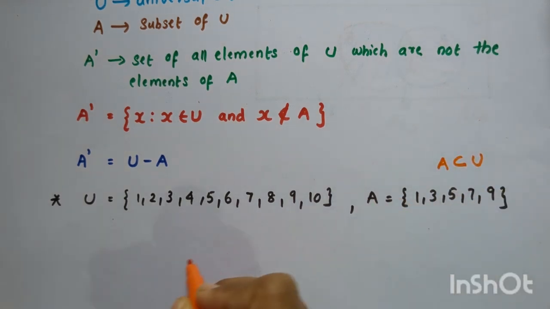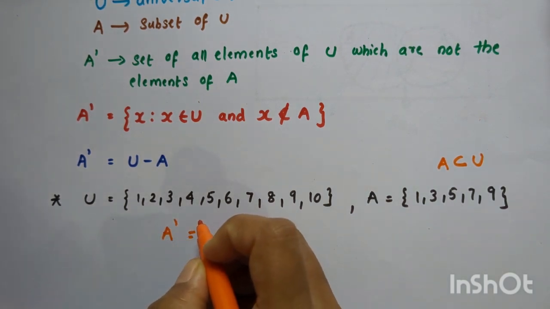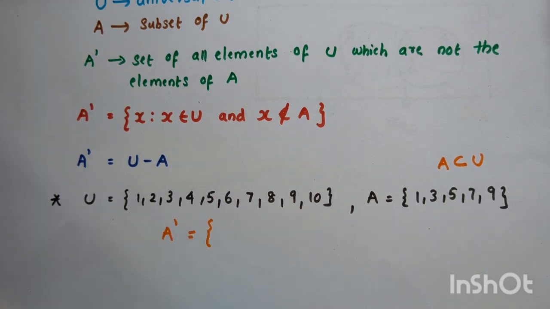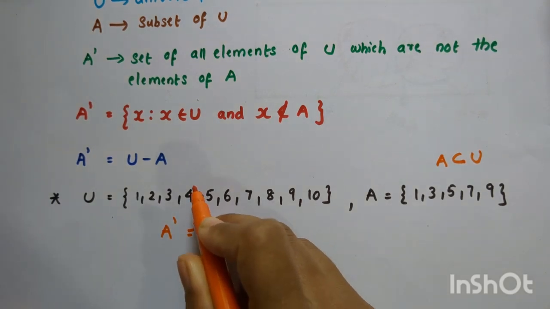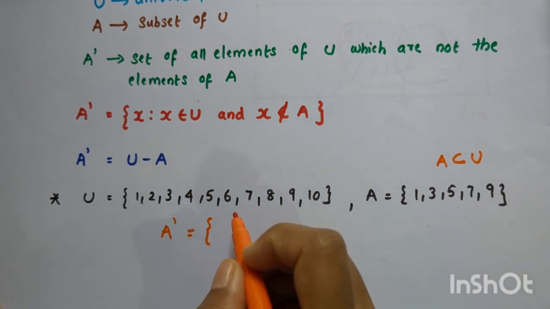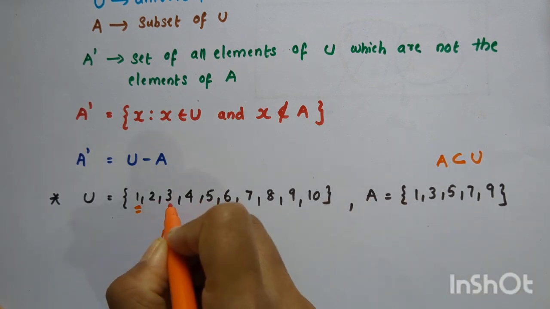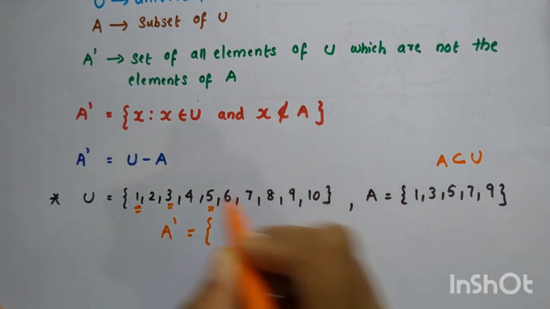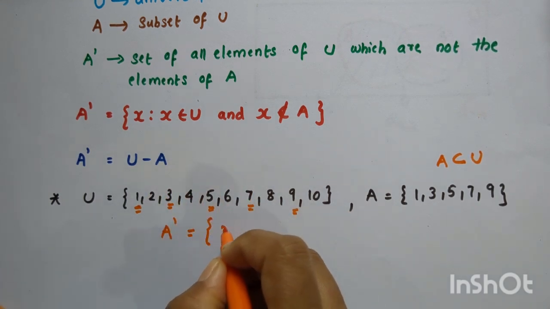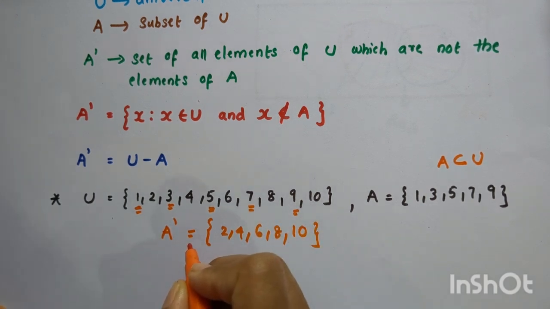So here, if you want to write A complement, A complement is actually U minus A. That is, we want to write the elements in the set A complement such that each element should be present in U, but it should not be present in A. That is, we want the difference between U and A. So we just remove 1, then 3, then 5, then 7, then 9. We have the rest of the elements, that is 2, 4, 6, 8, 10. So this is A complement.